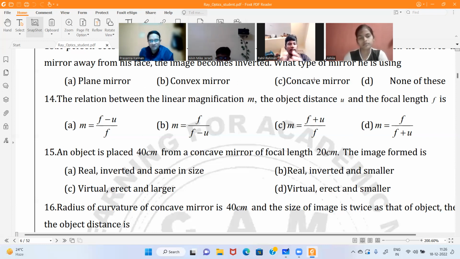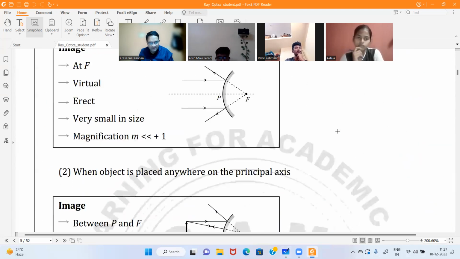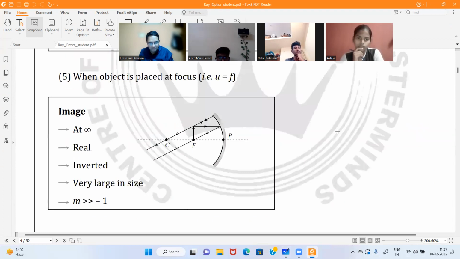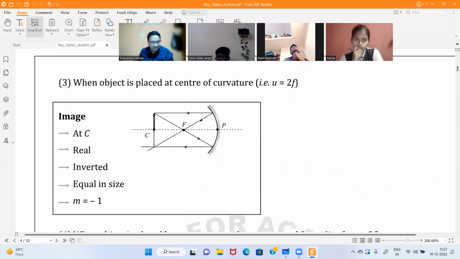Sir, radius of curvature is always equal to twice the focal length, sir. So since it's given 20 centimeters and 40 centimeters, the object is placed at the center of curvature. So when the object is placed at the center of curvature, the image is real, inverted, and same in size. Very good, excellent. Very good, Rahil. For everybody's understanding, let me take you back to that part.